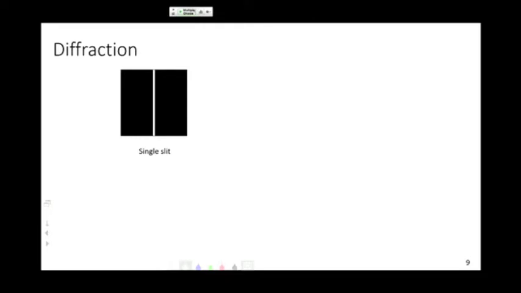So diffraction is really the bending of a wave. That is to say, I get to an opening and I bend around it. The wave bends around it.